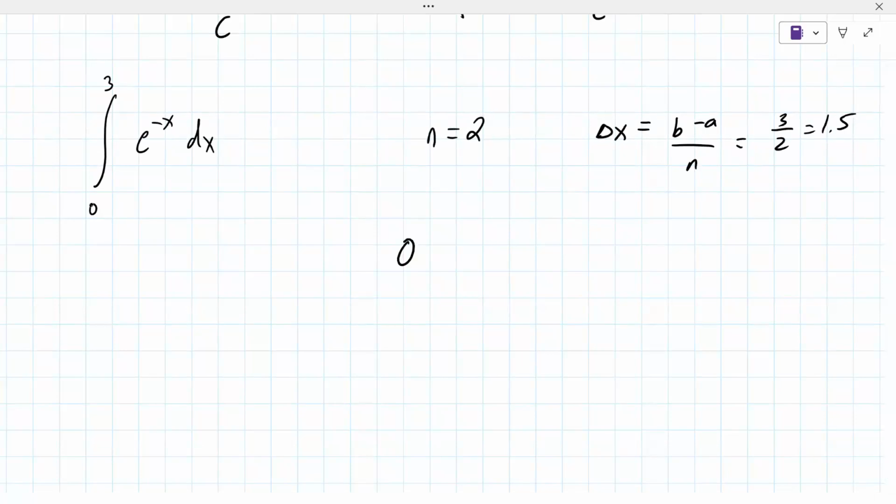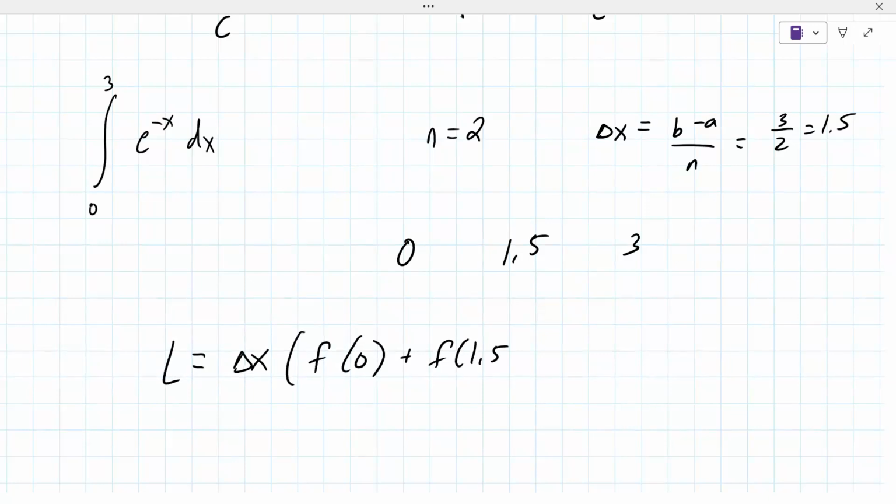Let's say, and I mentioned doing this where you actually write out the left bound, and then you go up by the delta x. All right, so now the reason we do all this is because the left, the right, the mid, the trap, they're all based on this. So let's do the left. Left sum is delta x times f of 0 plus f of 1.5.